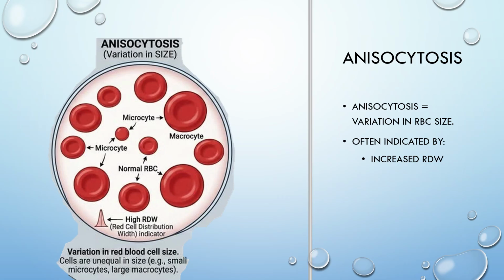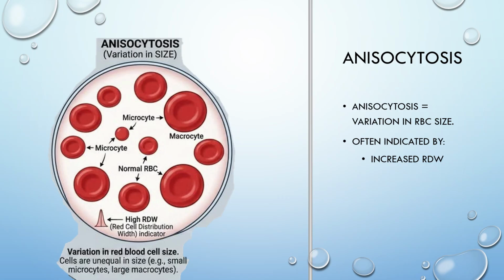This type of variation is exactly what the analyzer is detecting when it reports an elevated RDW, or red cell distribution width. So RDW is essentially the numerical reflection of anisocytosis. From a microscopic standpoint, anisocytosis can be subtle or dramatic. In mild cases, you might only see slight variation across the smear. In more pronounced cases, the field may contain clearly mixed populations of microcytes, normocytes, and macrocytes.